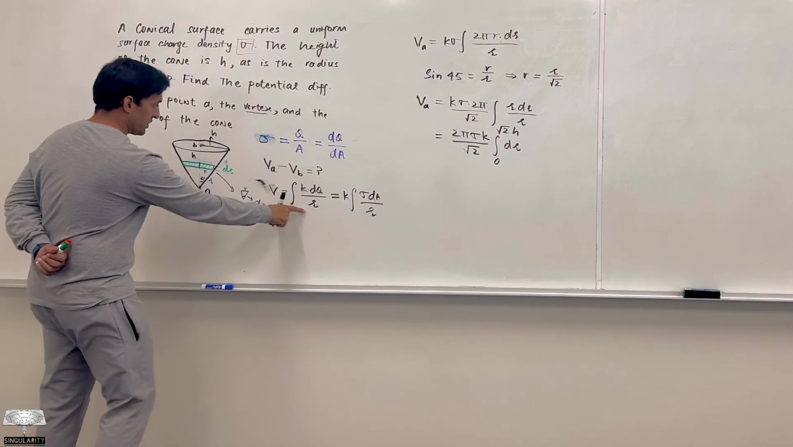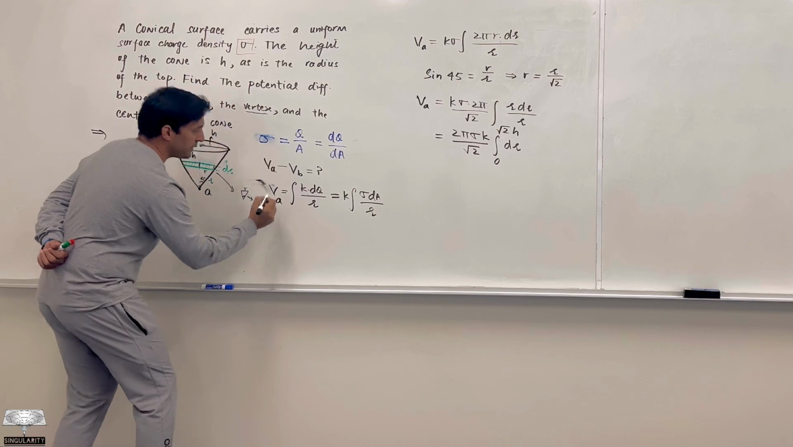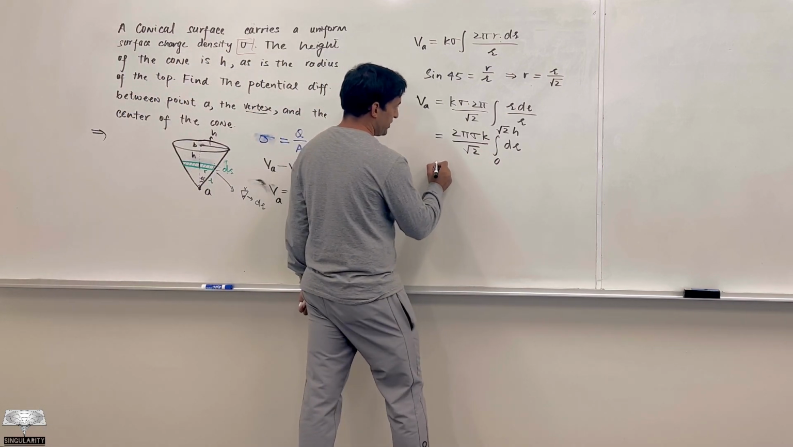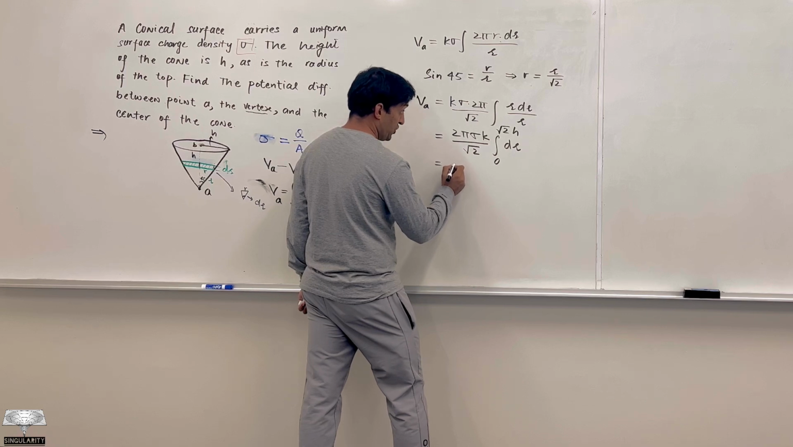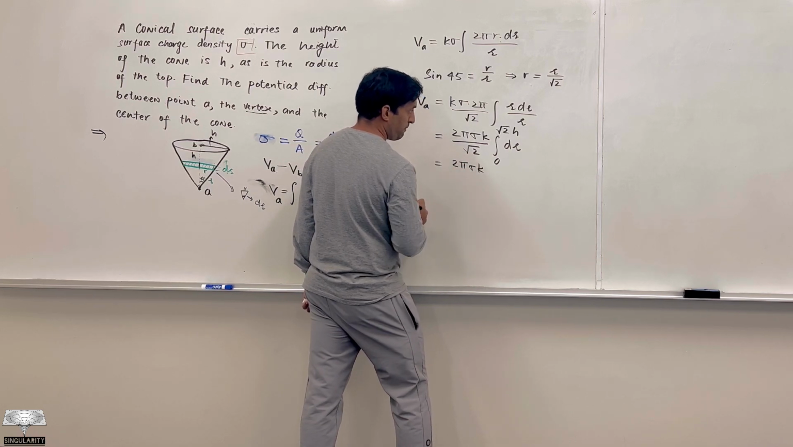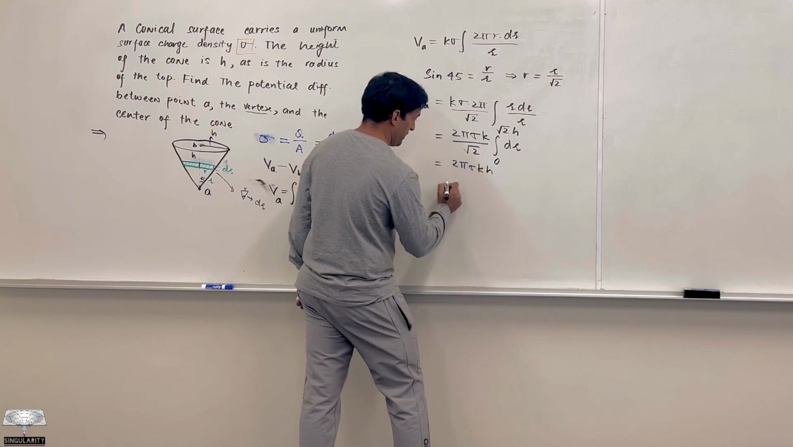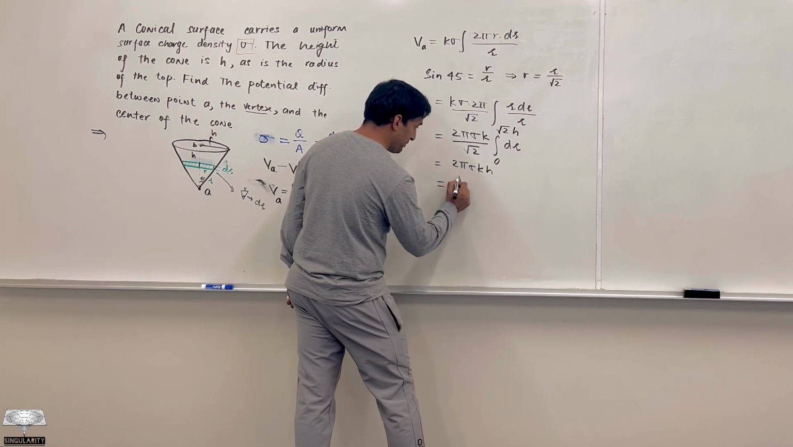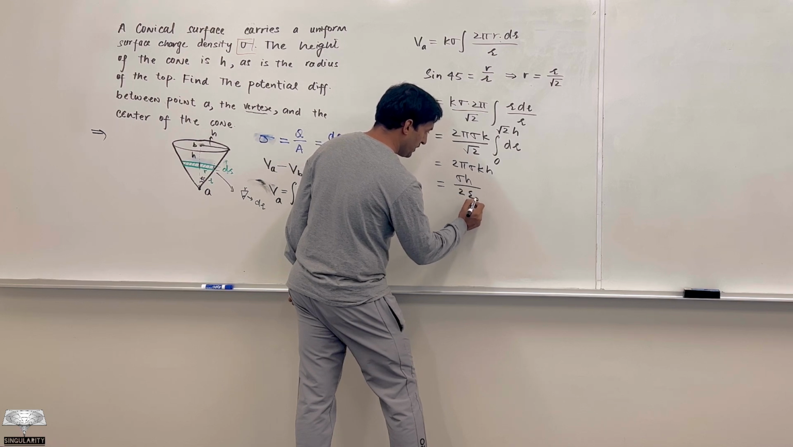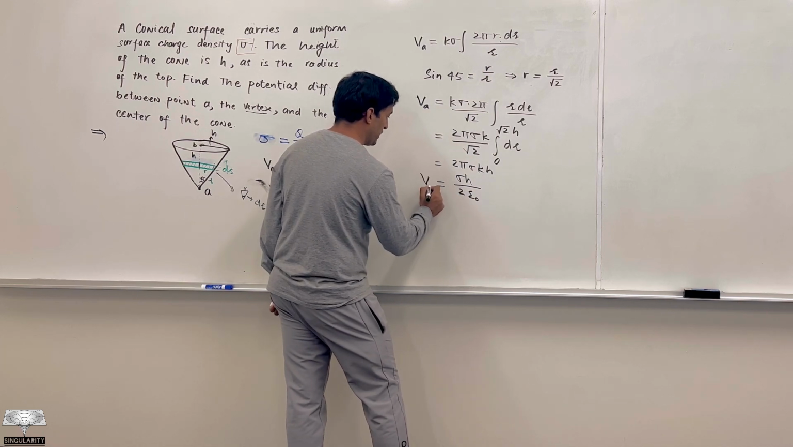Since I substituted this r, this becomes the potential at point A. Okay. And so this turns out to be just square root of 2 h, and this becomes 2 pi sigma k h. And if you wish, this can be written as sigma h divided by 2 epsilon naught. This is the potential at point A.